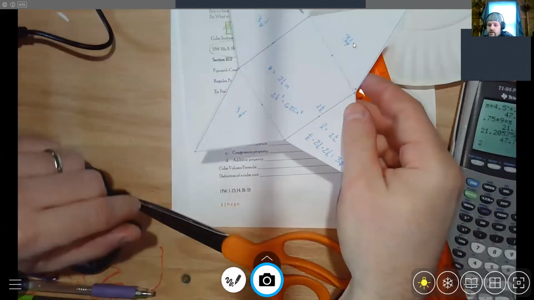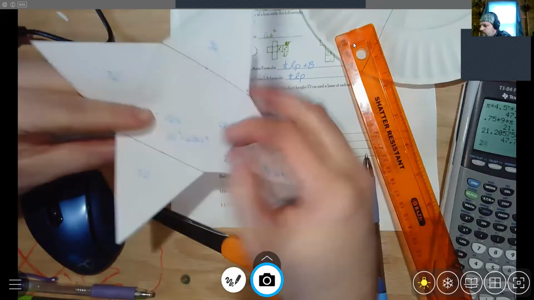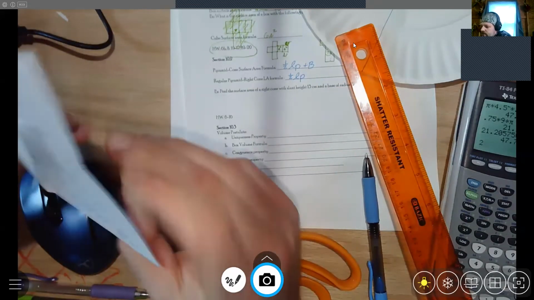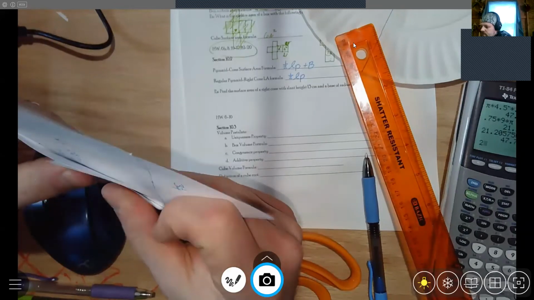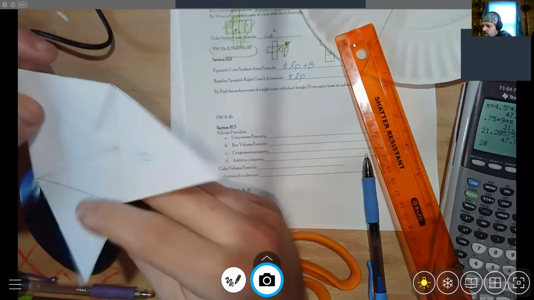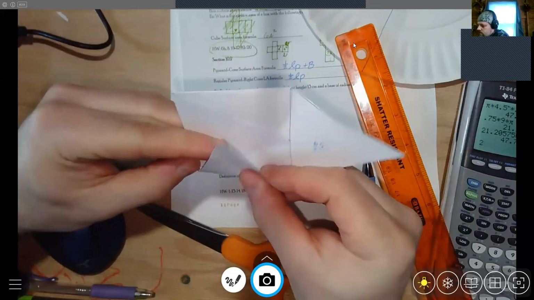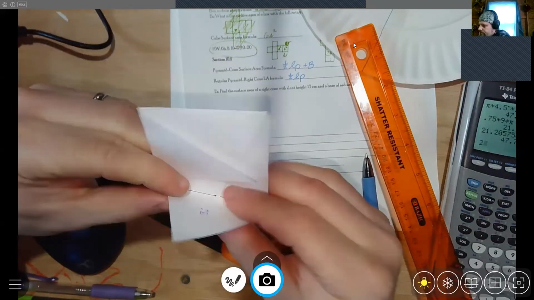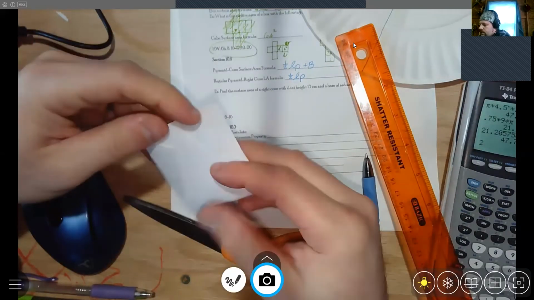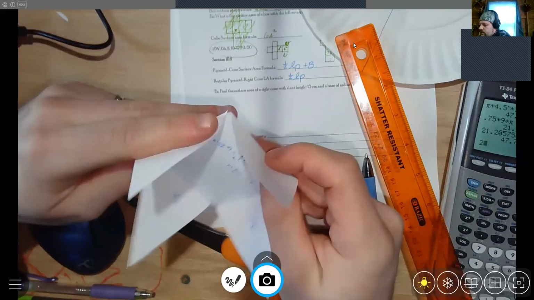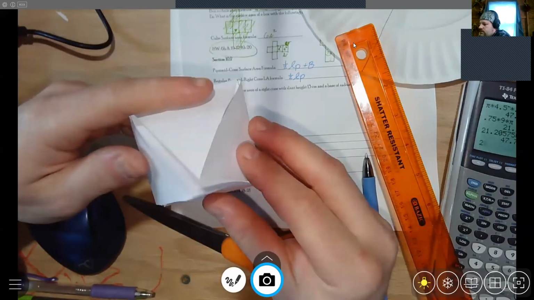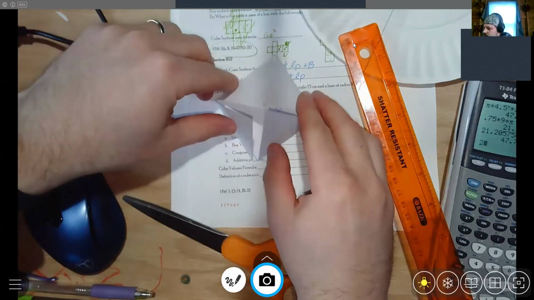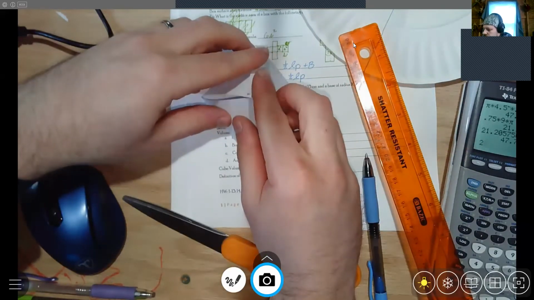All right, so there's my net, and then you can fold on the lines here. Folding, folding. Okay. There you go, boom, here's my square pyramid. Okay, one thing to notice here, I know it's not perfect.